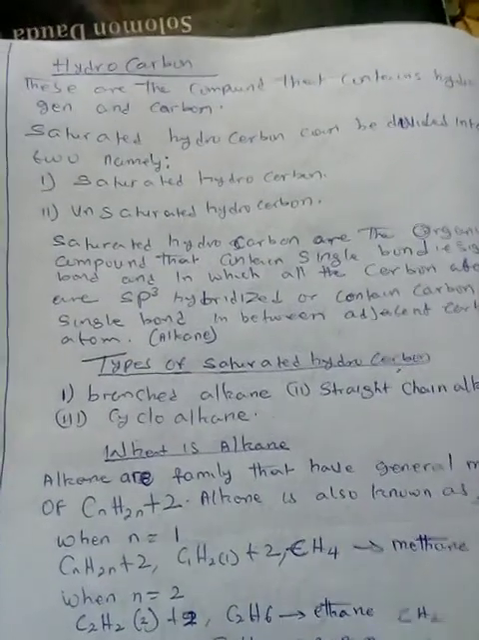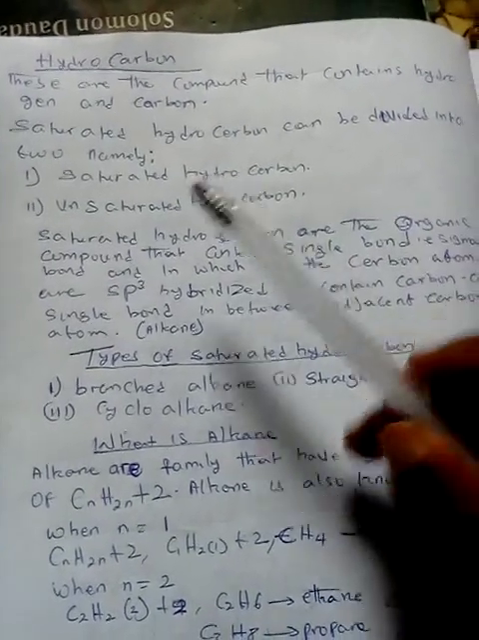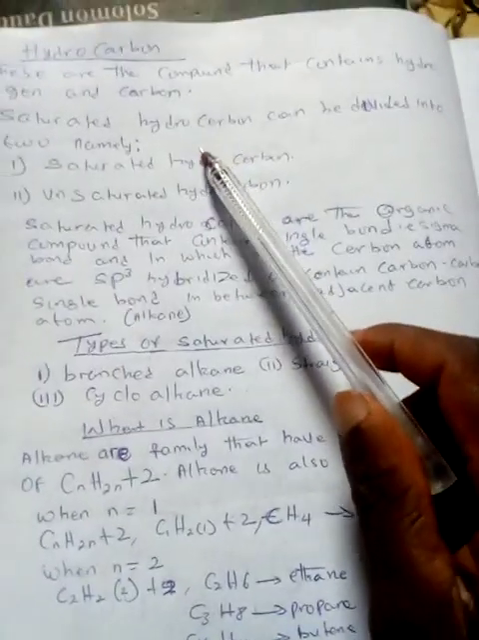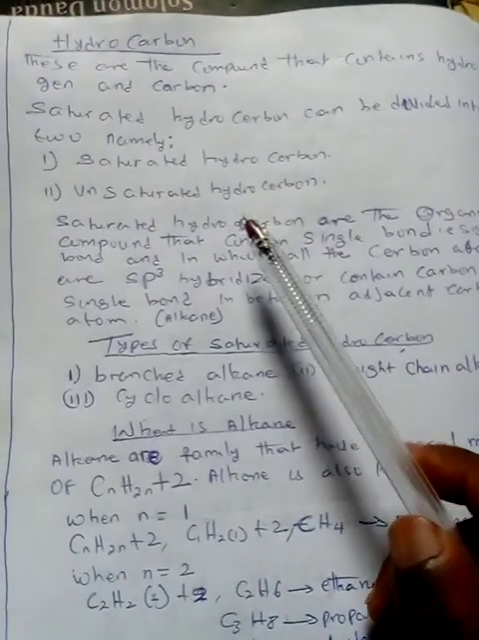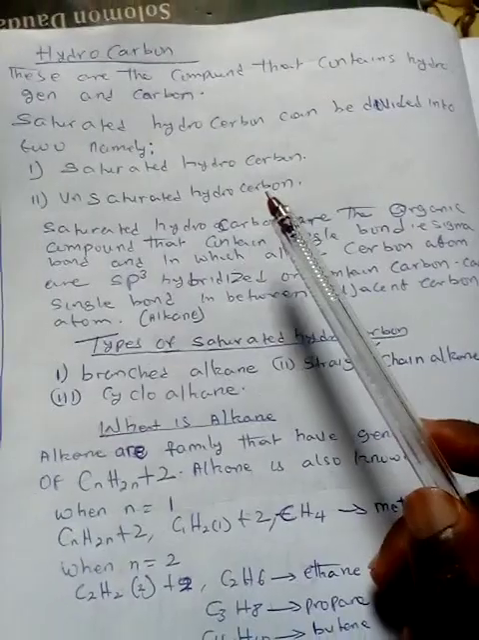Yes. So I will start from what is called hydrocarbon. Now, what's the meaning of hydrocarbon? These are the compounds that contain hydrogen and carbon. That is what is called hydrocarbon. We now have two types of hydrocarbon.